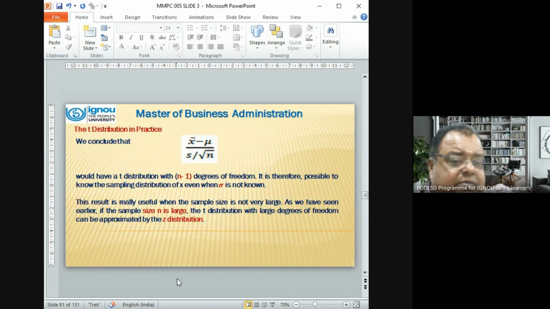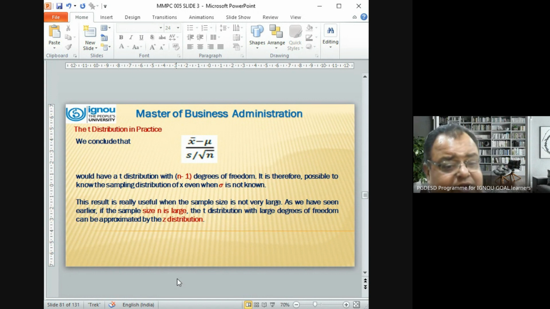Now for the T distribution, in practice, we conclude that (x bar minus mu) divided by (s divided by the square root of n) would have a T distribution with n minus 1 degrees of freedom. It is therefore possible to know the sampling distribution of x bar even when sigma is not known.